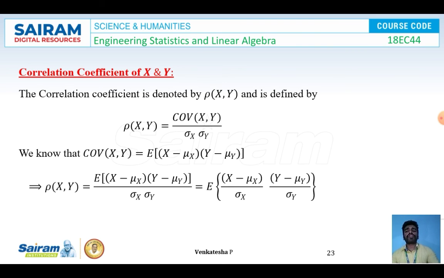The correlation coefficient of x and y. The correlation coefficient is denoted by rho(x, y) and is defined by rho(x, y) equal to covariance of xy divided by sigma x into sigma y. Then we know that the covariance of xy is given by expectation of (x minus mu x)(y minus mu y). After replacing this value in the above expression, I got the correlation coefficient rho(x, y) equal to expectation of (x minus mu x)(y minus mu y) divided by sigma x sigma y. That will be equal to expectation of (x minus mu x) by sigma x into (y minus mu y) by sigma y.